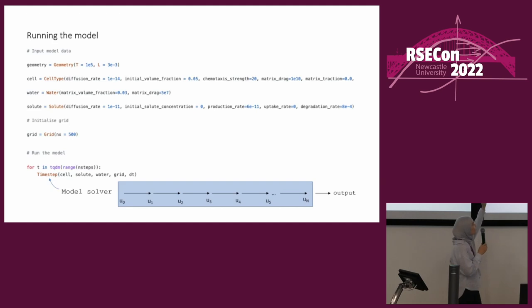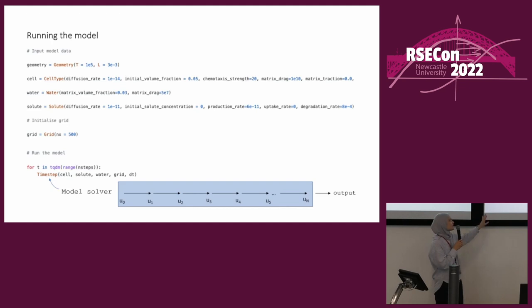is including some other data classes that I didn't explicitly show, was that I can set up the geometry of the system just using a geometry data class. I've called my cell type just cell because I have one, but you might want to call it like endothelial cell or whatever. I have a water phase because the cells were in water. And then I have a solute, a single solute, so I just called it solute again. And then I initialized the grid because I was using a finite difference model.